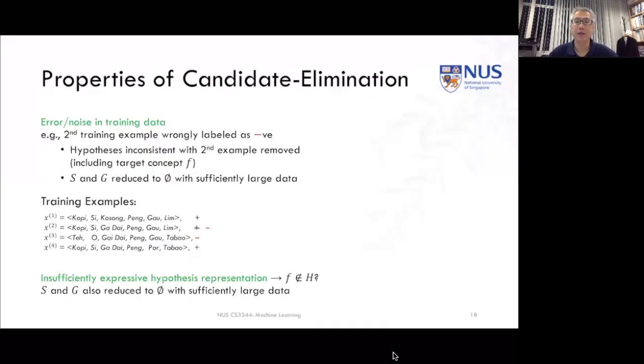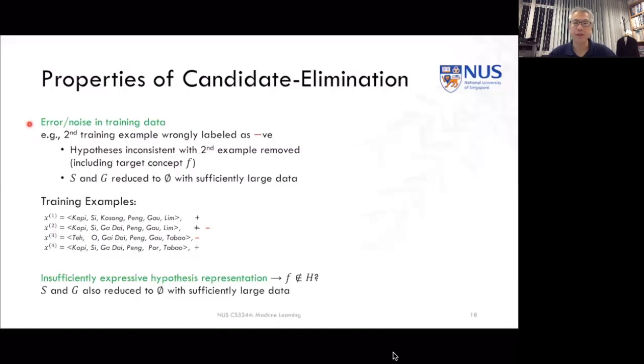Now let's take a look at the properties of candidate elimination. Candidate elimination, we can regard it as an upgrade to Find-S, because instead of returning just one simple maximally specific hypothesis, it's returning the entire set of valid hypotheses encountered so far that are consistent with the data set. Does it still suffer the same type of problems as Find-S?